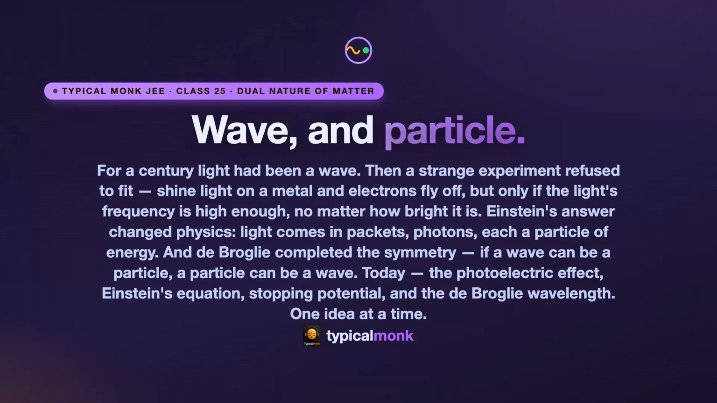And de Broglie completed the symmetry. If a wave can be a particle, a particle can be a wave. Today: the photoelectric effect, Einstein's equation, stopping potential, and the de Broglie wavelength. One idea at a time.